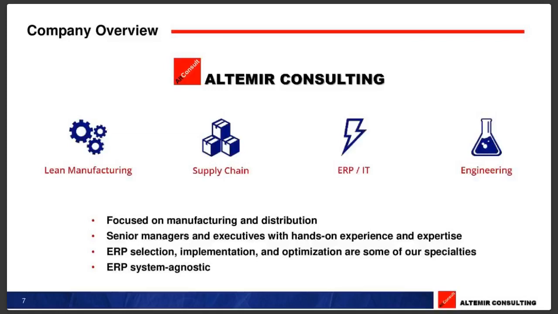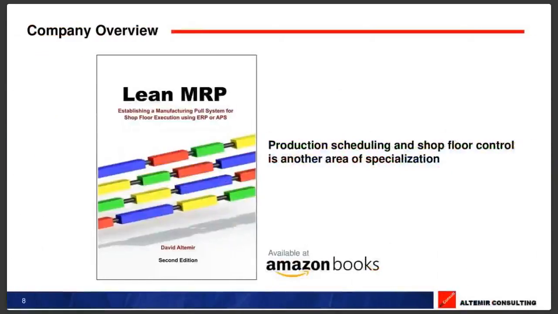Some of the things that we do for our clients include ERP selection, implementation, as well as the optimization of existing systems. We're system agnostic, which means that we're able to work with a wide variety of systems ranging anywhere from QuickBooks to SAP. I'm also the author of a book called Lean MRP, and that's intended more for job shop oriented manufacturers that have complex bills of material and want to employ their production scheduling and control in a way that is lean.